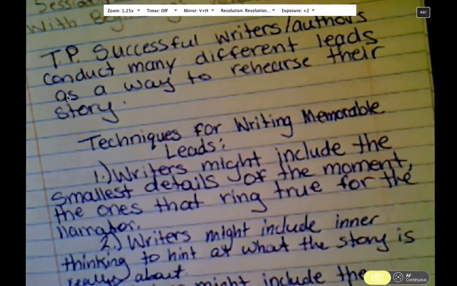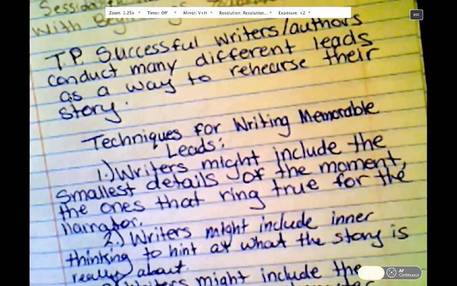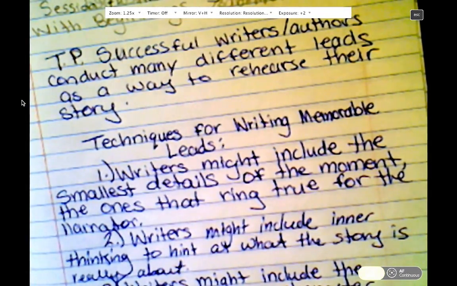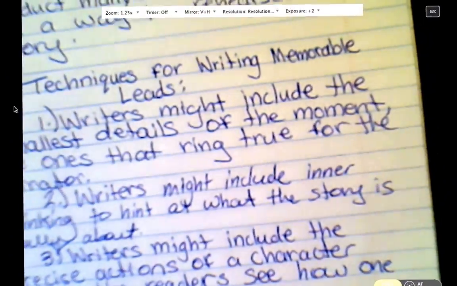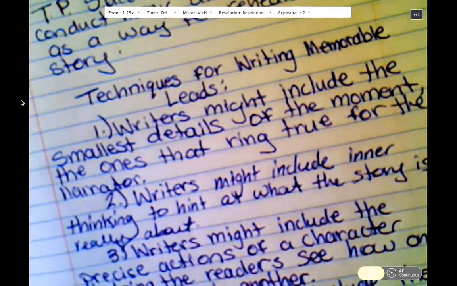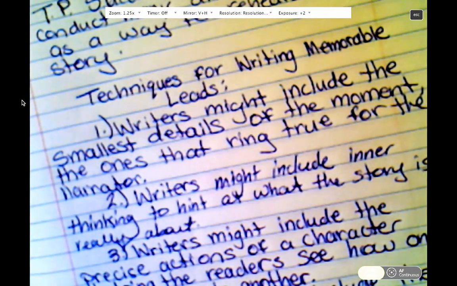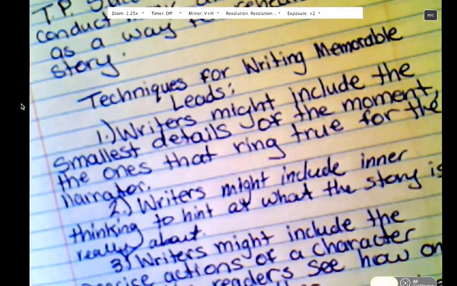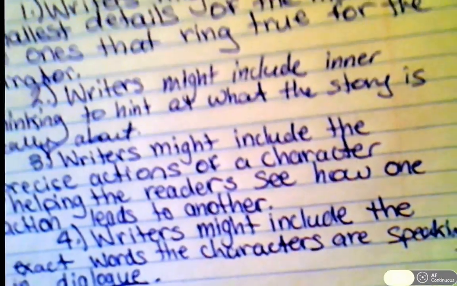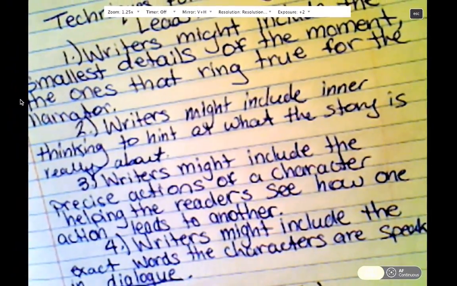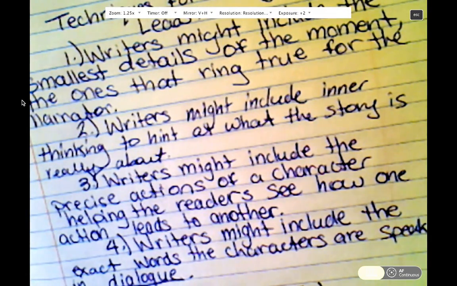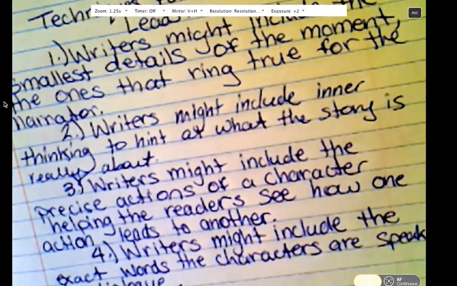Again, the teaching point is that successful writers and authors conduct many different leads as a way to rehearse their stories. Some of the techniques that we see are that writers might include some small details of that moment that ring true for the narrator. They will include inner thinking. We've talked about that a lot, and some of you are very good at that, responding with things that you've thought. We've also talked about how writers will include precise actions. So remember that feelings, action, speech, and thought all go into that introduction, that opening. That could be your way to intrigue the reader.